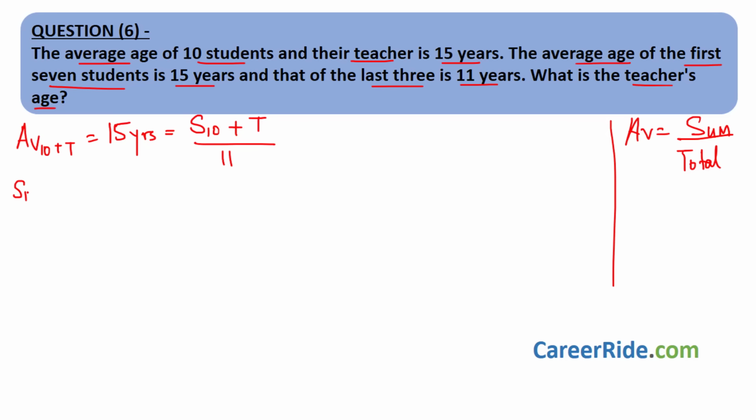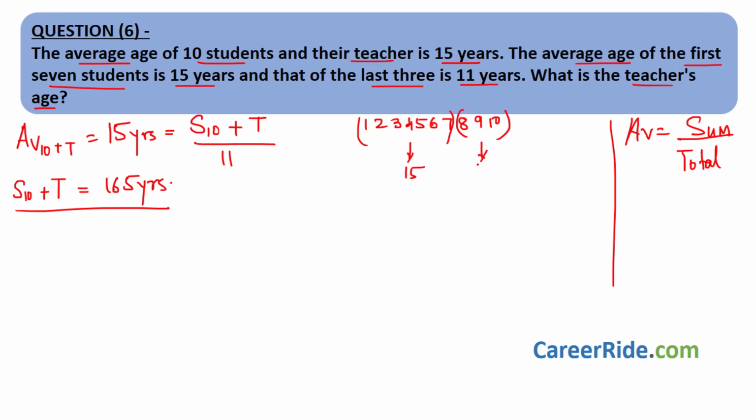So, the sum of the ages of 10 students plus the age of the teacher would be 11 into 15, that is 165 years. Okay. Now, what they have given is that the average age of the first 7 students is 15 years. Now, we know there are 10 students, 1, 2, 3, 4, 5, 6, 7, 8, 9 and 10. Out of that they have given that the average age of the first 7 students is 15 and the last 3 it is 11.